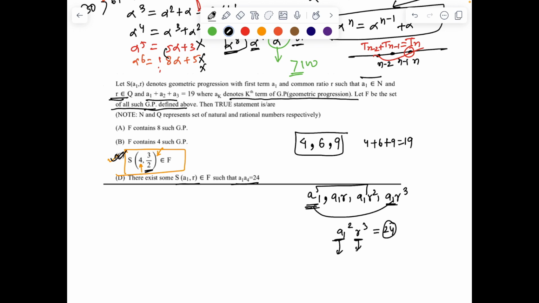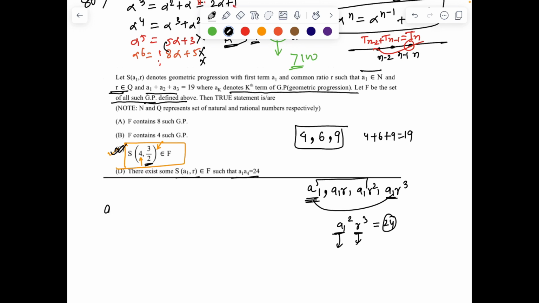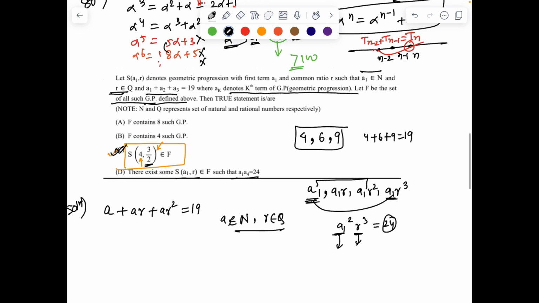So let's start with a general procedure to attack this problem. Let's take the first term as a. So here we go with the solution. The second term is ar and the third is ar square. That gives you 19. Remember, a is natural and r is rational, as described by the question.